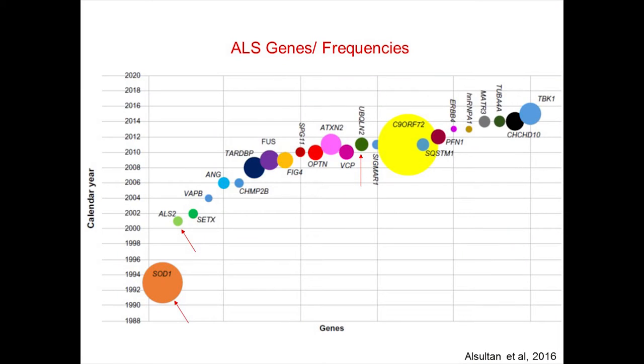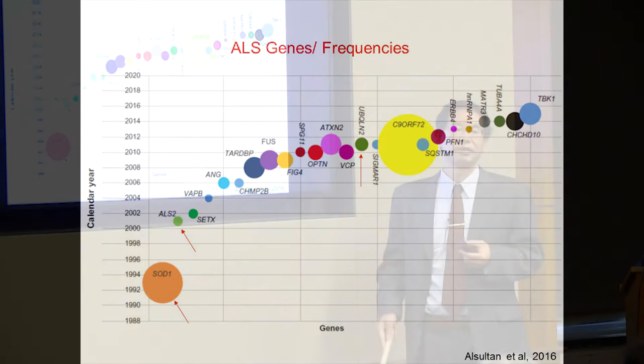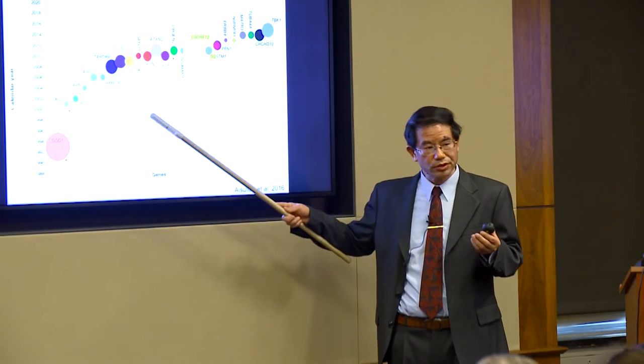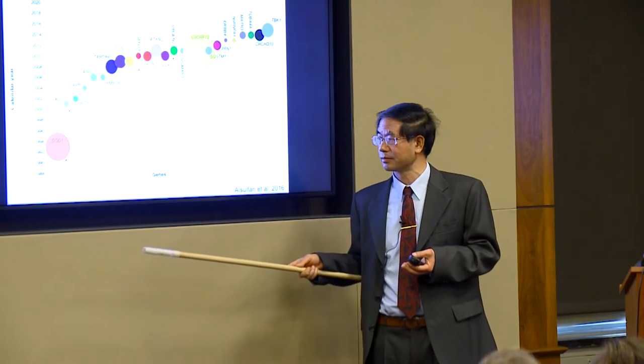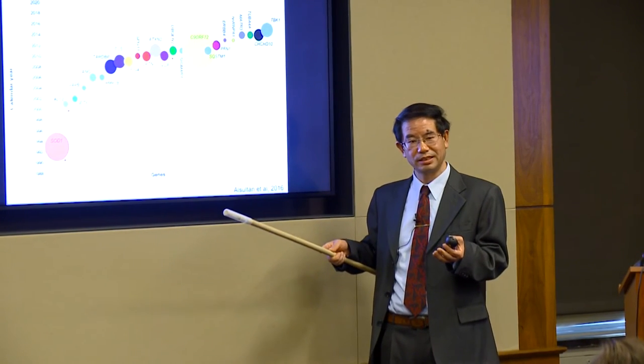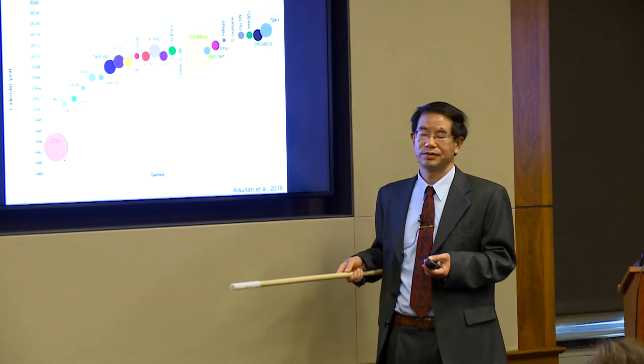These are the genes identified in the past 30 years. Different genes may cause different phenotypes and patterns of transmission, but in general they're very similar. Today, I'm going to use three representative examples, and they have different transmission patterns and different clinical phenotypes.